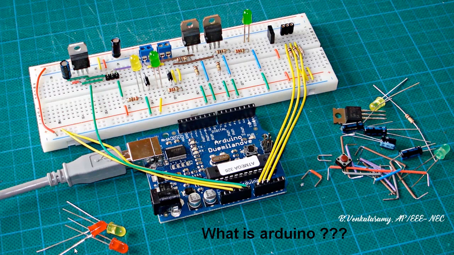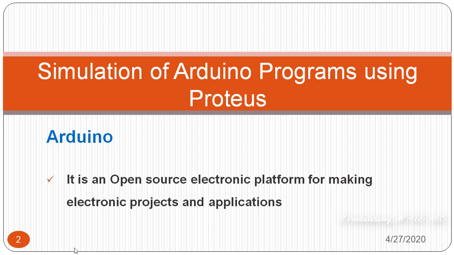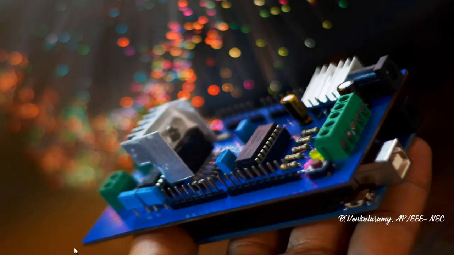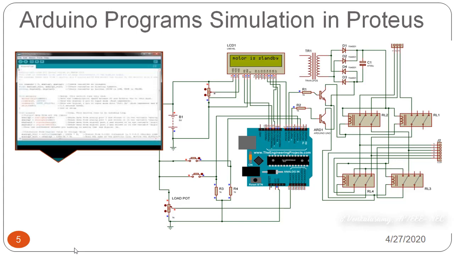Arduino is one of the open source electronic platforms which is very useful for making simple hobby electronics into higher level application projects. Nowadays, Arduino is becoming very popular because of its simple programming structure and the availability of codes and libraries on the internet. If the Arduino codes can be simulated by Proteus software, it will be very useful for troubleshooting the codes before its hardware implementation.